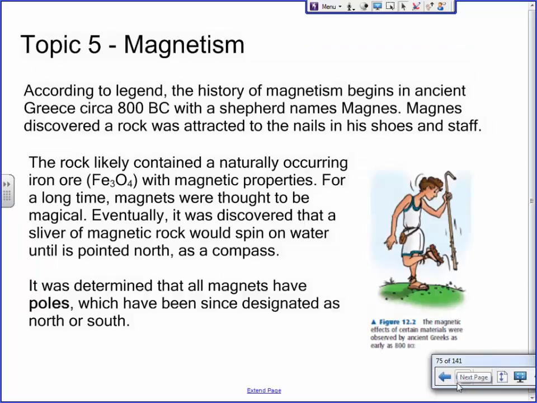If you were to break a magnet in half, you cannot break the north half away from the south half and just have a north and just have a south. If you break a magnet in half, it recreates new norths and new souths. Does that make sense? So you actually can't have what's called a monopole.